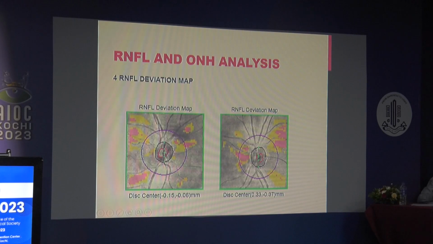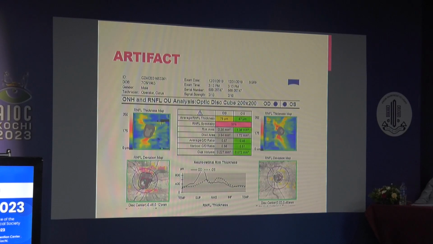Another important thing we have to see here is the placement of the circle at the optic disc. This centration is important. If the decentration is more than 0.3, your data will go haywire and you should not proceed. You should do the scan again. In this case, it is decentered; it's 0.33, so it is not acceptable. You have to center it to less than 0.3. In this example, as you can see, there are deviations.